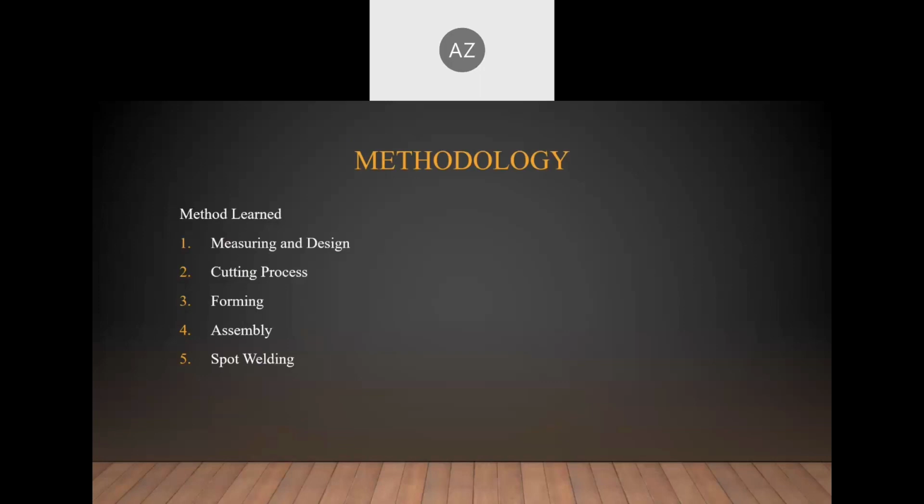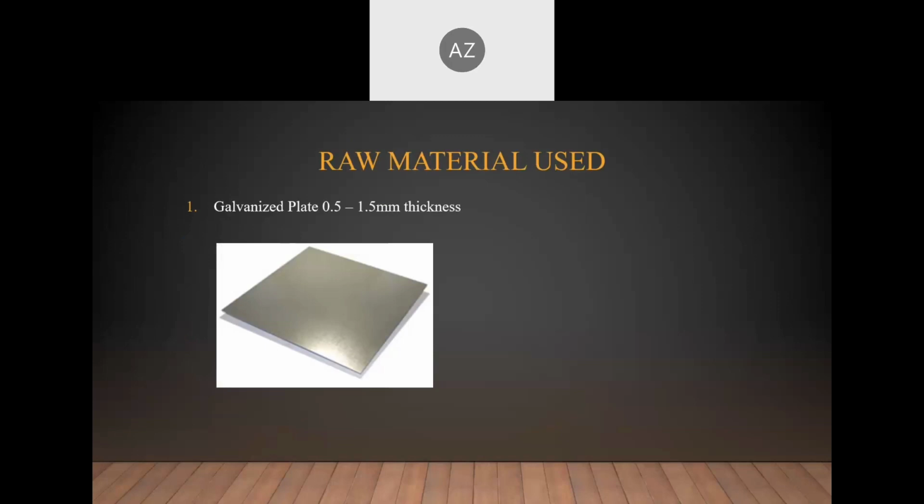Fifth and lastly, the spot weld. The spot weld is commonly used in manufacturing, particularly the automotive and construction industry. We use an electric current to create heat at the point of contact between two pieces of metal. We are making this spot weld in our project. Okay, the next slide, the raw material used. We use galvanized plate, 0.5 to 1 mm thickness, given to us for the welding lab.